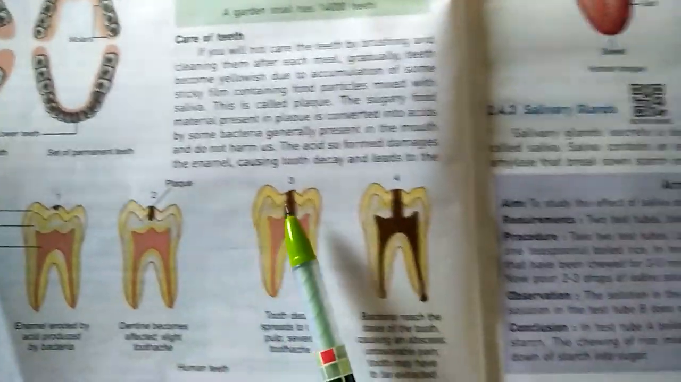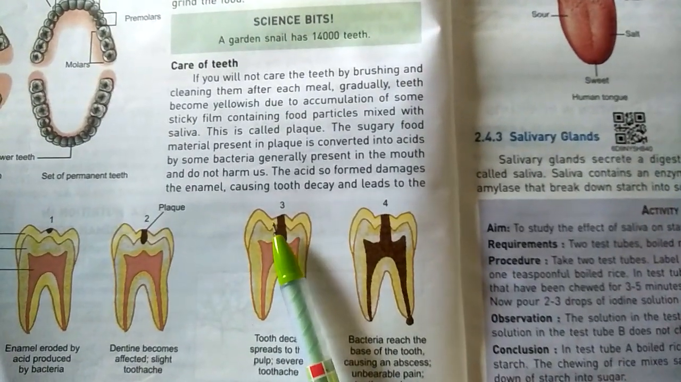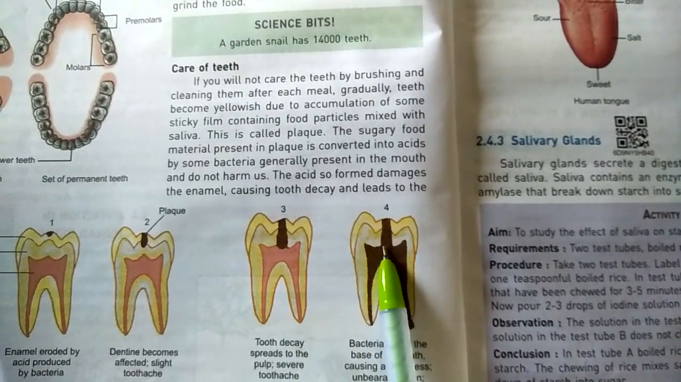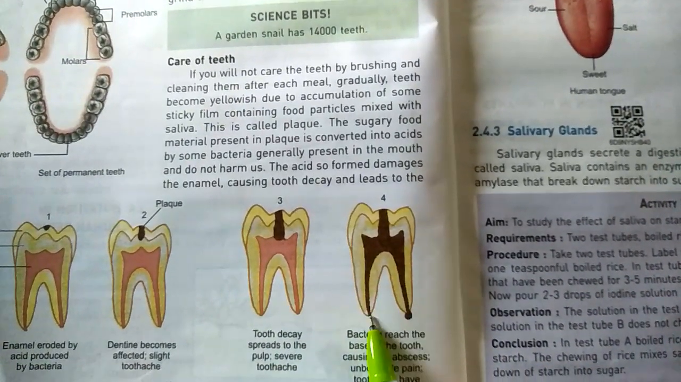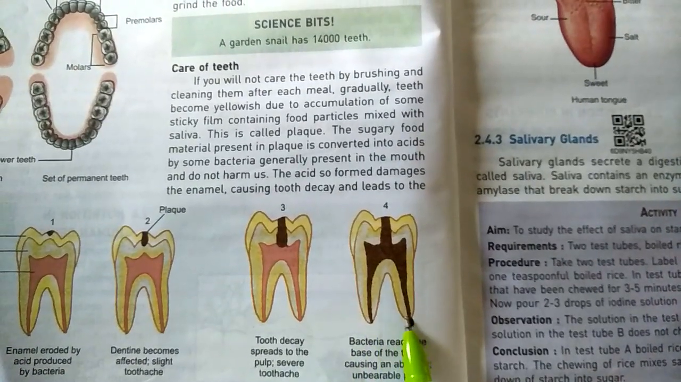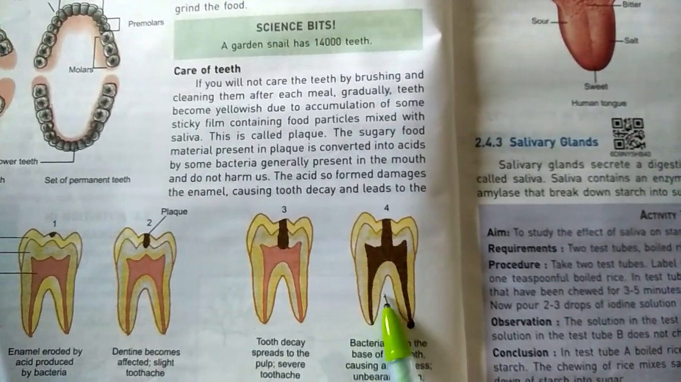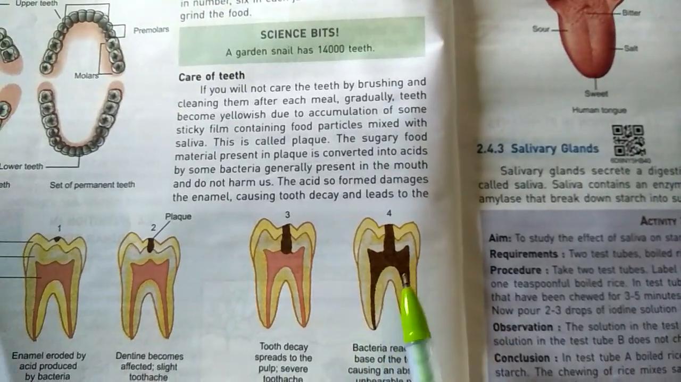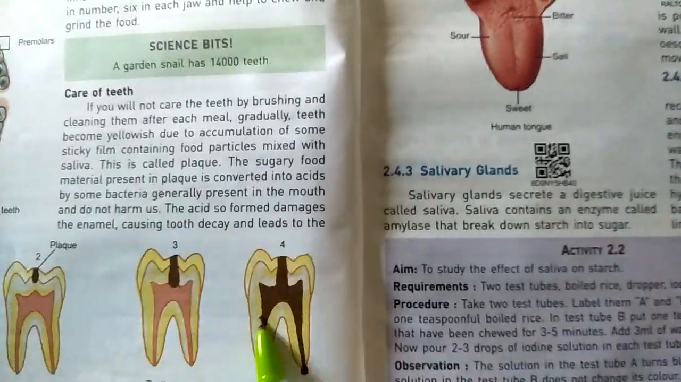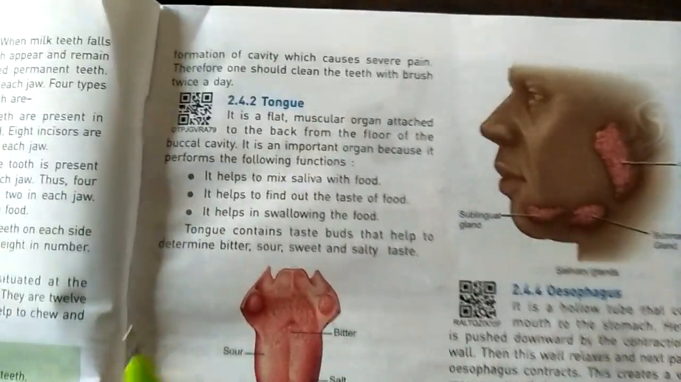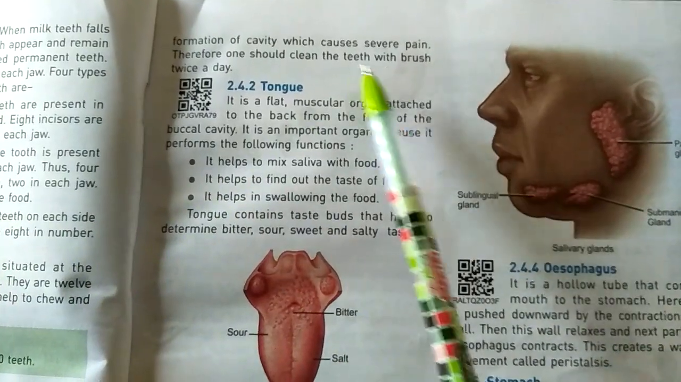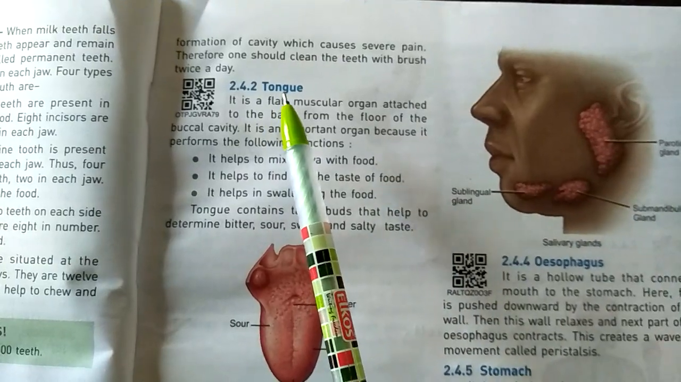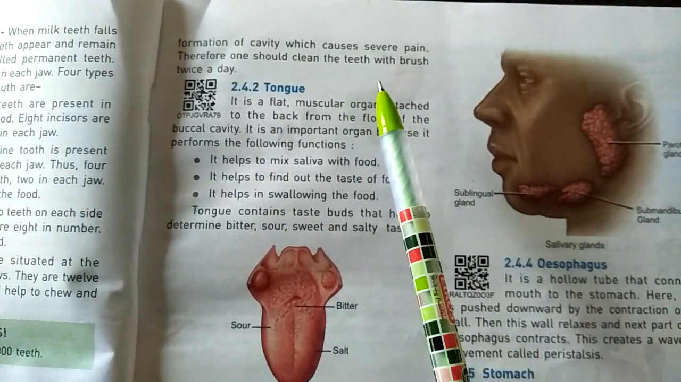When plaque is formed, it continuously decomposes the enamel, the hardest substance, and makes a hollow structure inside, up to the root of the tooth. When we look at a particular tooth, this hollow structure is formed, and because of this severe pain can happen in our mouth. So how can we prevent this? We should clean our teeth by brushing twice a day.